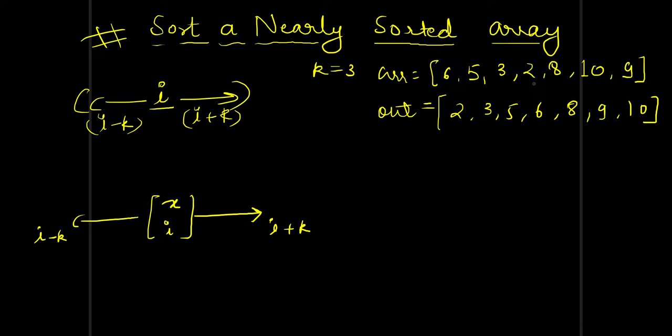In this example, let's take the element 2. So 2 right now is at index 3: this is 0, this is 1, this is 2, and this is 3. And we have been given k equals 3. So this 2 is at ith minus k distance from its actual position. The actual position of 2 is the 0th index, and from here it is at most k distance far. So this is what is given to us in the problem statement.